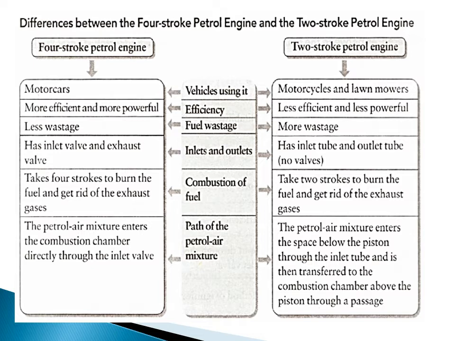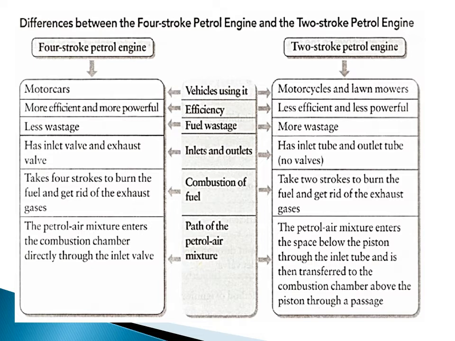Combustion of fuel in a 4-stroke engine takes 4 strokes to burn the fuel and get rid of the exhaust gases. But inside the 2-stroke, it takes only 2 strokes to burn the fuel and get rid of the exhaust gases. Okay, part of the petrol air mixture: for the 4-stroke petrol engine, the petrol air mixture enters the combustion chamber directly through the inlet valve.